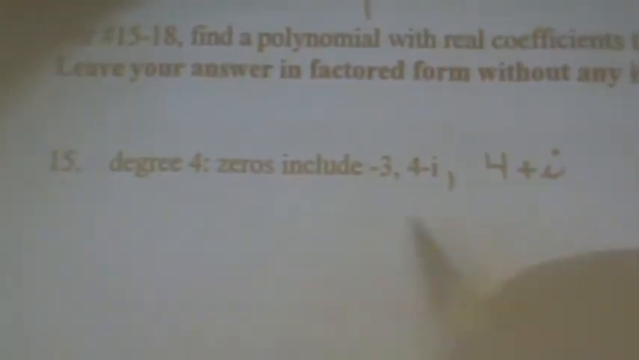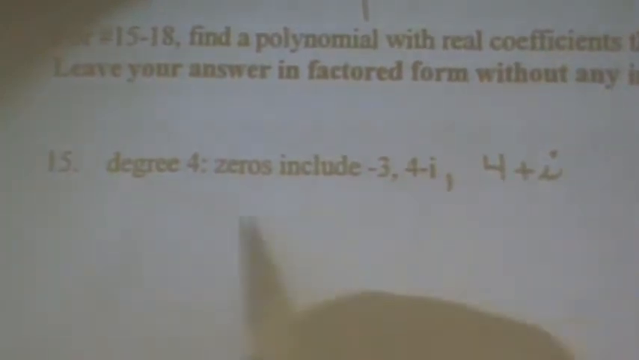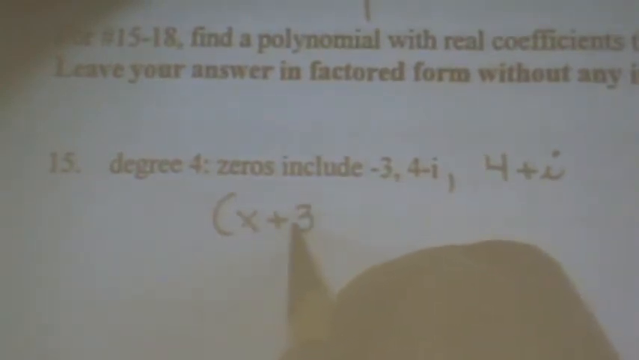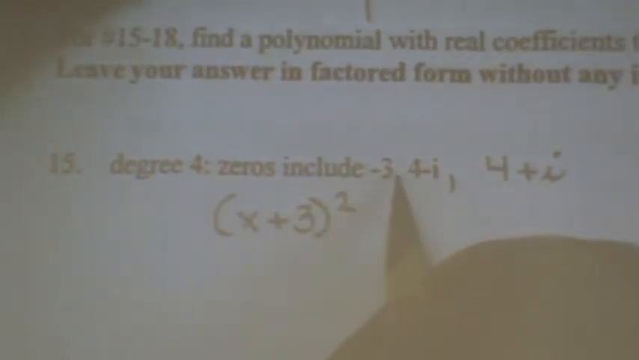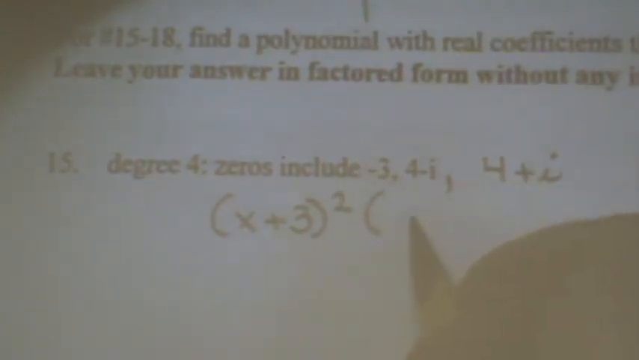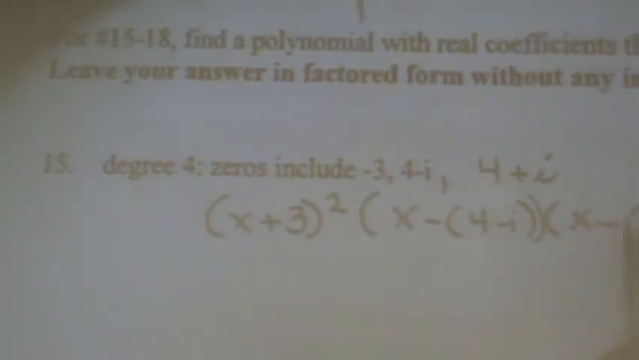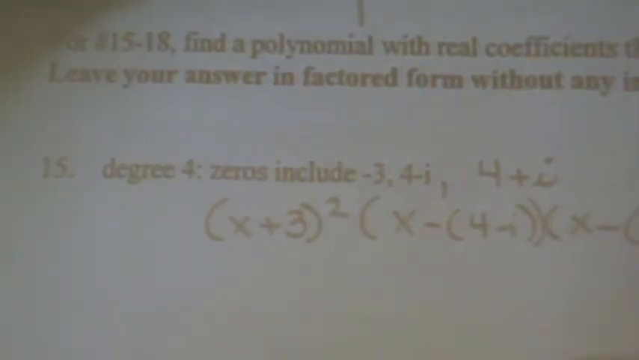So now, how many zeros do I have right now? I have 3 of them. How do I get this problem to be a degree of 4? What am I going to do? X plus 3 squared. Yep, you're going to turn this one, it's going to touch and bounce off that -3. Now, how do you write the other 2 zeros? It's x minus 4 minus i and x minus 4 plus i.